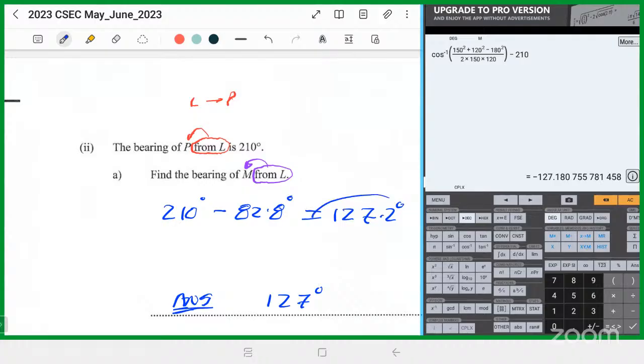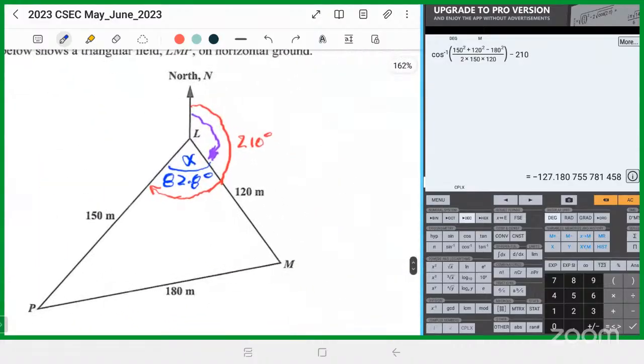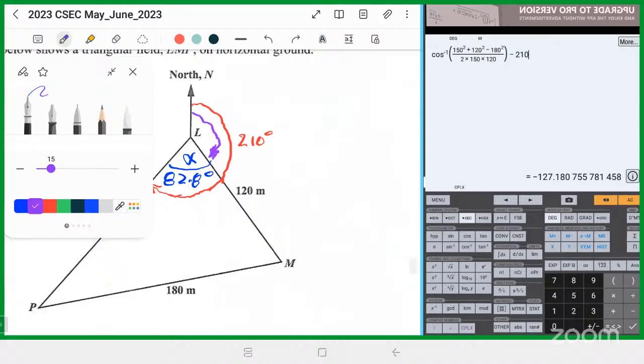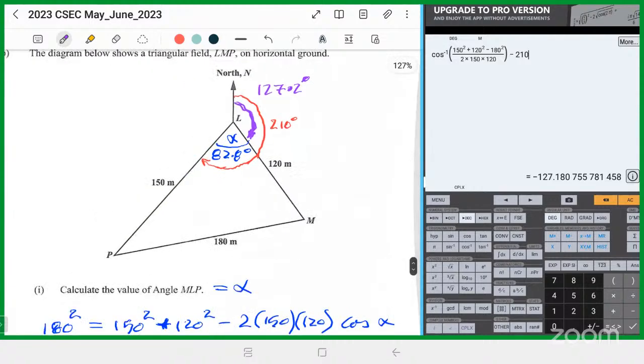I guess if we give the 127.2, they give it a mark, but really, for bearings you generally just give 3 digits, to the nearest whole number. That's what they want for bearings. So that purple angle is 127.2 degrees, but the bearing answer that I'm giving is 127. Let me put the 127.2 on the diagram here, still in purple. This purple angle matches this purple writing, 127.2 degrees.